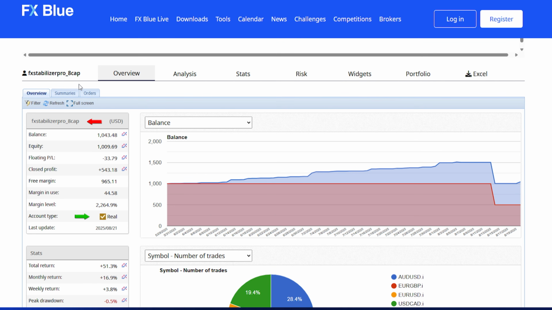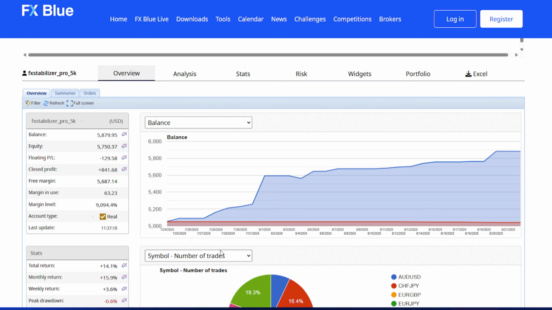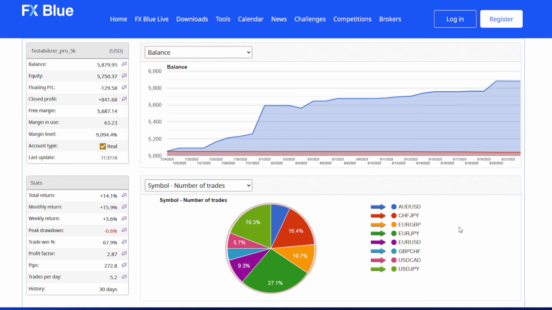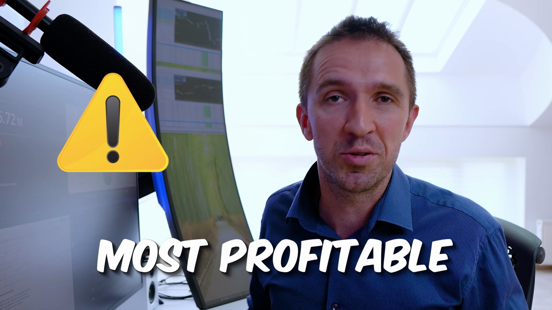Here is a track record for the $1,000 live account and you can see what a steady equity growth until I requested the withdrawal. And here are the four currency pairs it is trading. You can see pretty equal exposure. And with the 5K account I also have a very profitable balance line. You can see the currency pairs that have been trading. The most active is euro yen and dollar yen, but quite often the most active doesn't mean the most profitable.